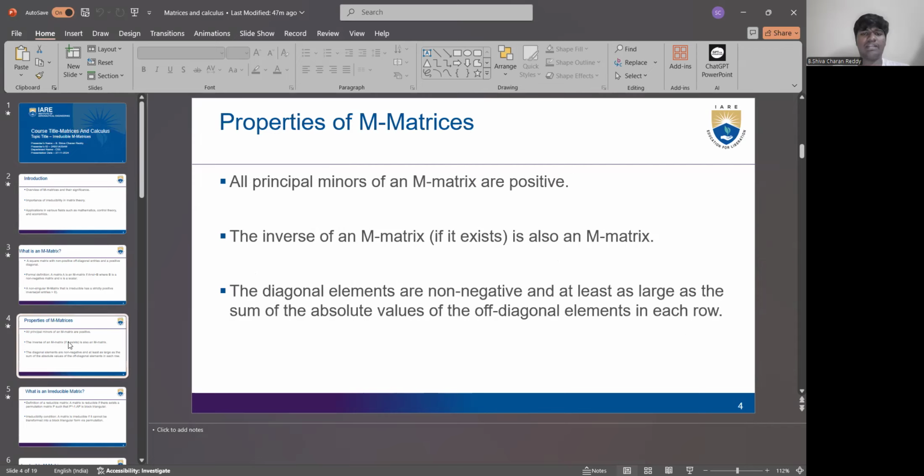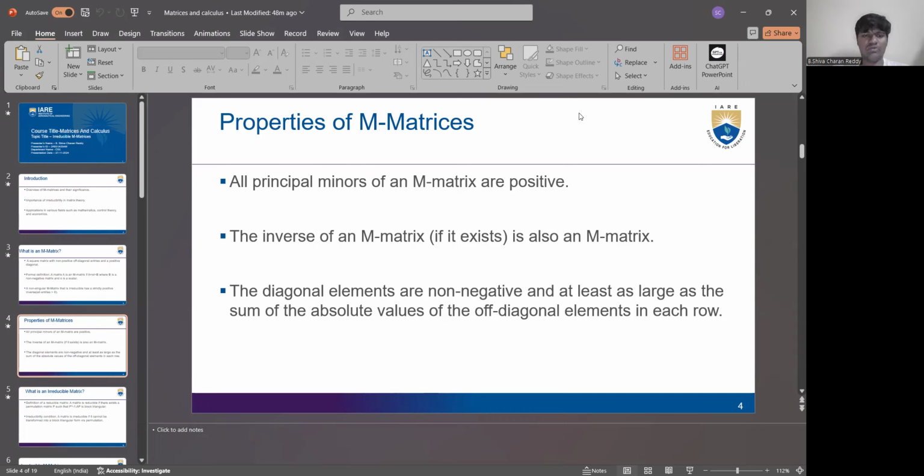Coming to the properties of M matrices, all principal minors of an M matrix are positive. When you take the minors of an M matrix, they are always going to be positive. The inverse of an M matrix, if it exists, is also an M matrix. In some cases the inverse may not exist, but if it exists, it is definitely also going to be an M matrix too. And that matrix too is also going to have positive principal minors, and its inverse, if it exists, will also be an M matrix.